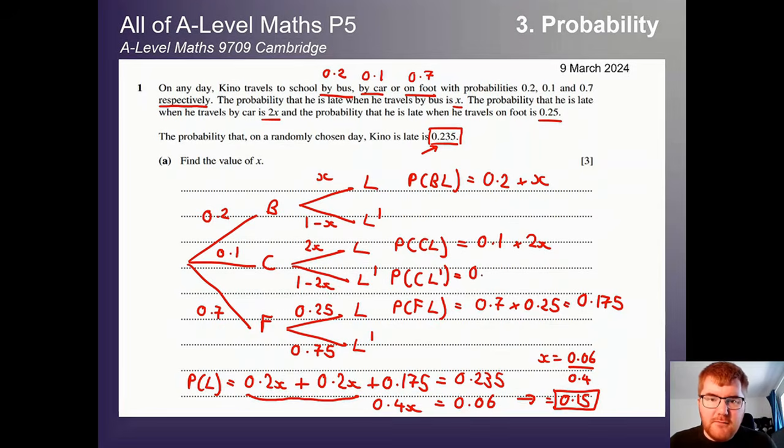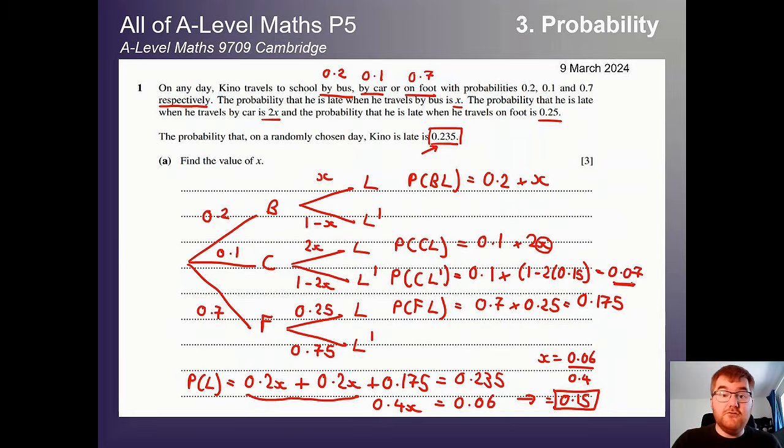So we have 0.1 times, well, we now know what X is, yeah? We now know it's equal to 0.15. So we're going to do 1 minus 2 lots of 0.15. Put this into the calculator. So we get 0.1 times brackets 1 minus 2 times 0.15, close brackets. I'm getting 0.07.